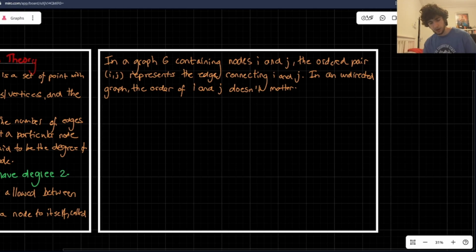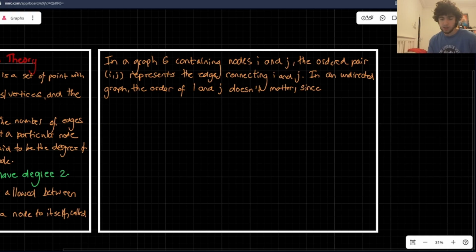Okay, and what I mean by that is effectively the edge connecting I and J is the same as the edge connecting J and I, right? Because we're only allowing one edge between those two nodes. So if I say that the ordered pair IJ represents the edge connecting I and J, that's the same as the edge connecting J and I. So even though the notation is different, because ordered pairs do care about order, so there are two different ordered pairs, they mean the same thing.